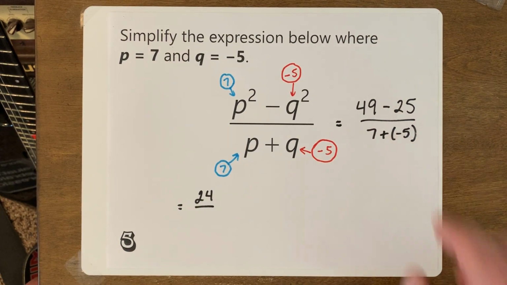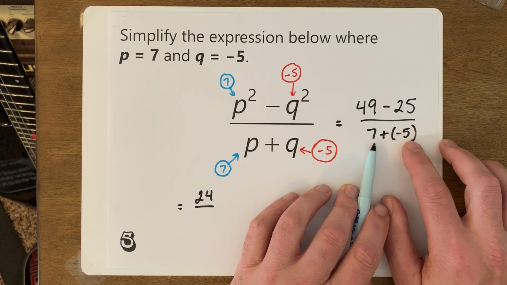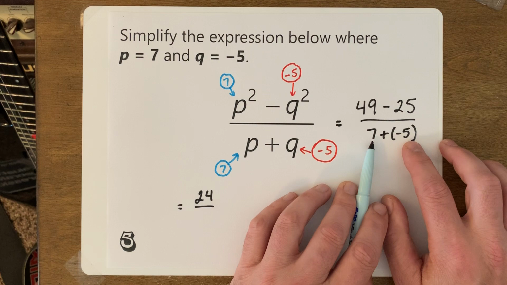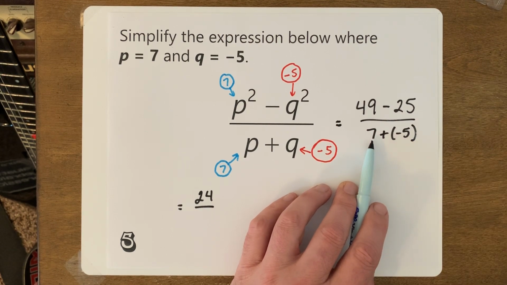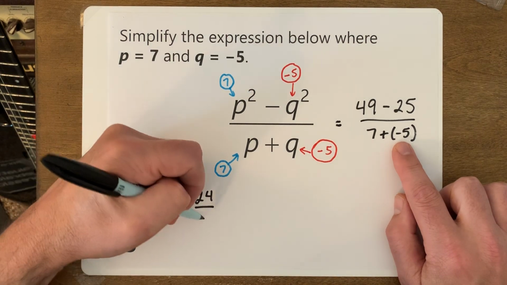7 plus a negative 5 is going to give you a positive 2, right? Because remember, when the signs are different, you take the difference of the two numbers, and then you keep the sign of the bigger one. That's how they're supposed to teach you that in like 6th and 7th grade with negative numbers. So 7 plus negative 5 is going to be a positive 2.